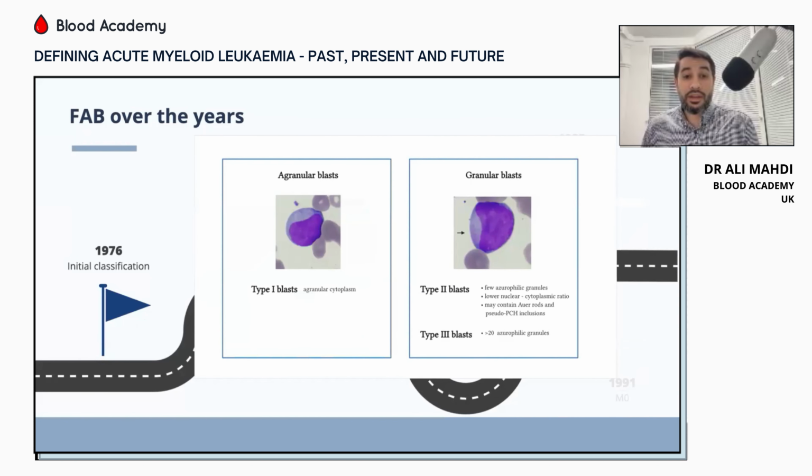The FAB classification recognized two main types of blasts based on their morphology. They had type 1 blasts, which were generally agranular, and then they had type 2 blasts, which recognized that some blasts could have a few primary or azurophilic granules. They had a slightly lower nuclear cytoplasmic ratio. There's slightly more cytoplasm with these cells. And they may also contain rods.